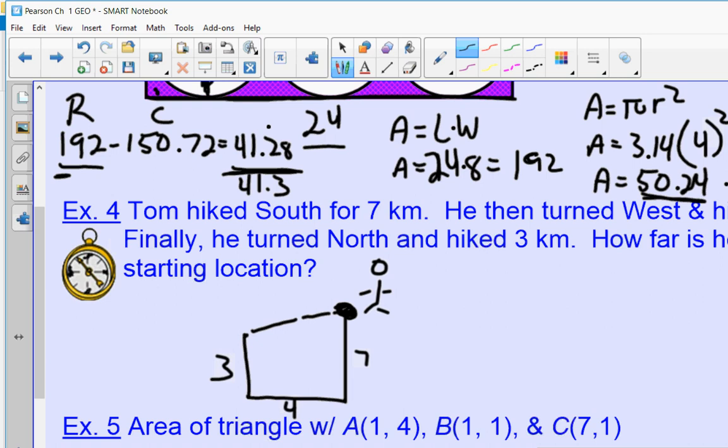So how am I going to do this? Well, remember I said he was walking in straight lines. So I'm assuming that when he made his turns, they were at right angles. So hopefully that makes some kind of sense.